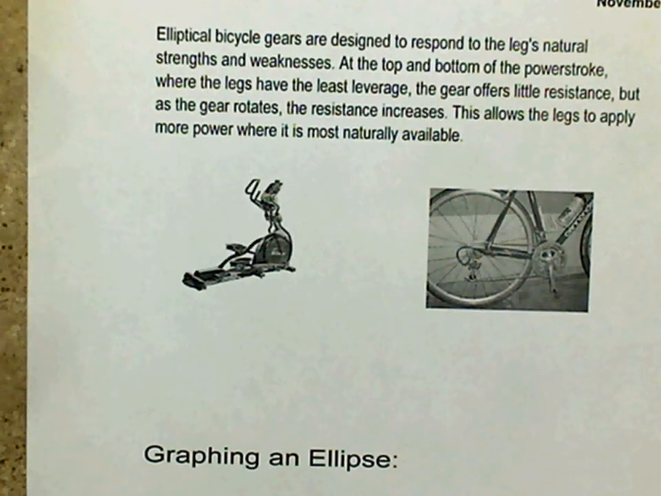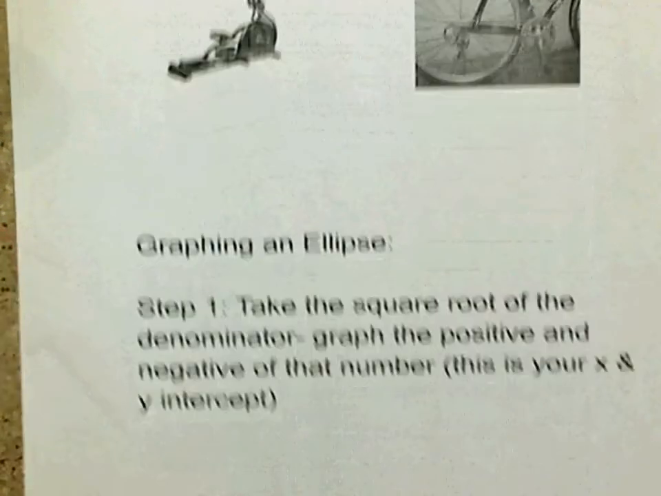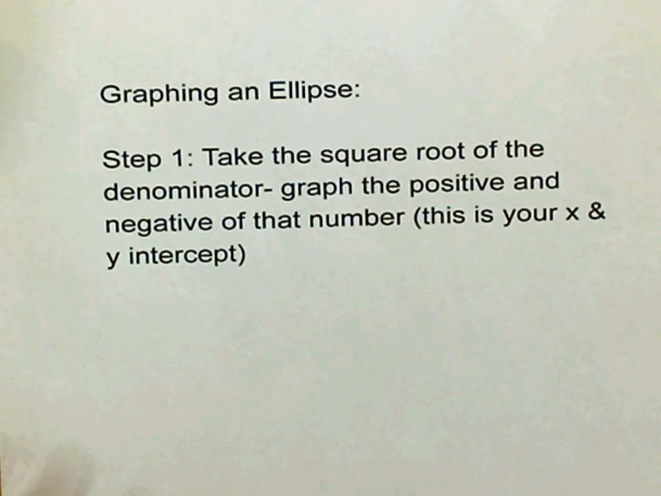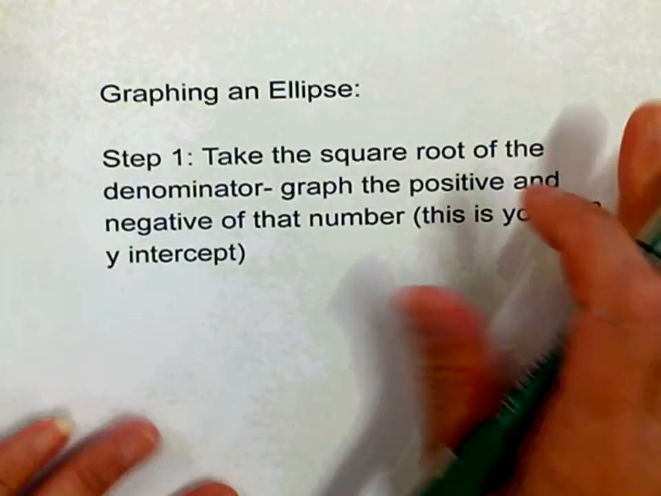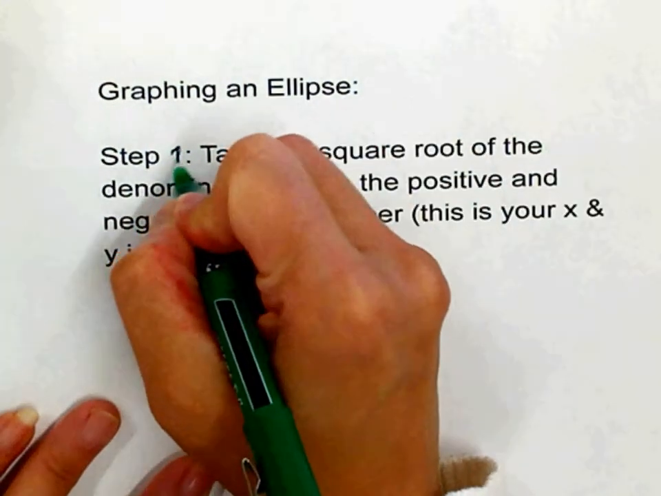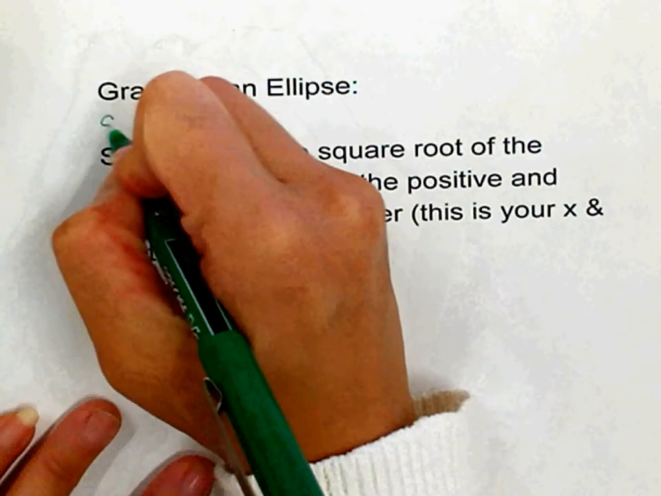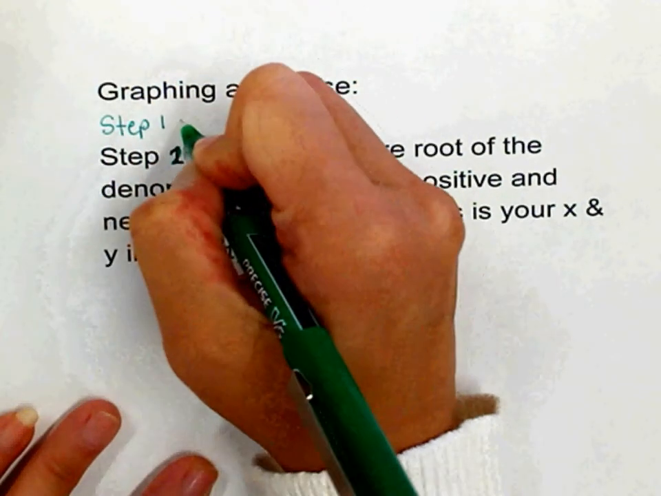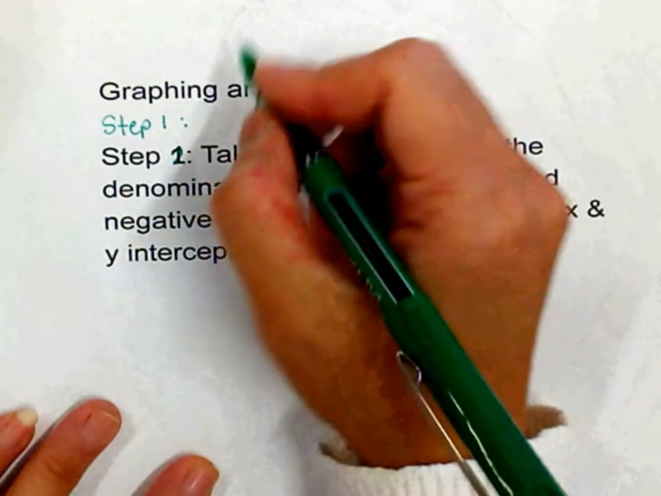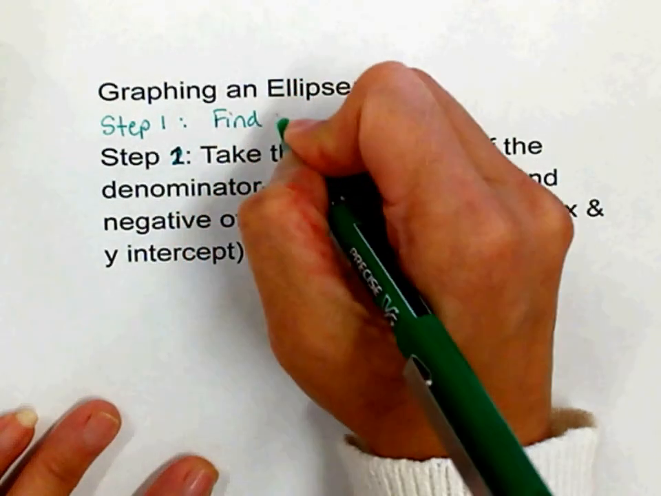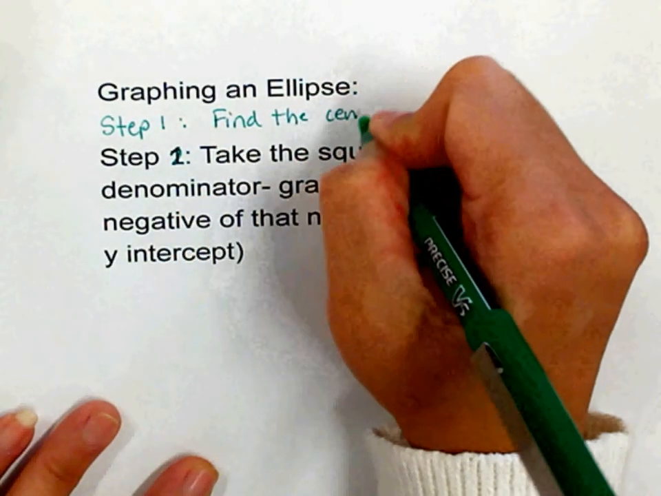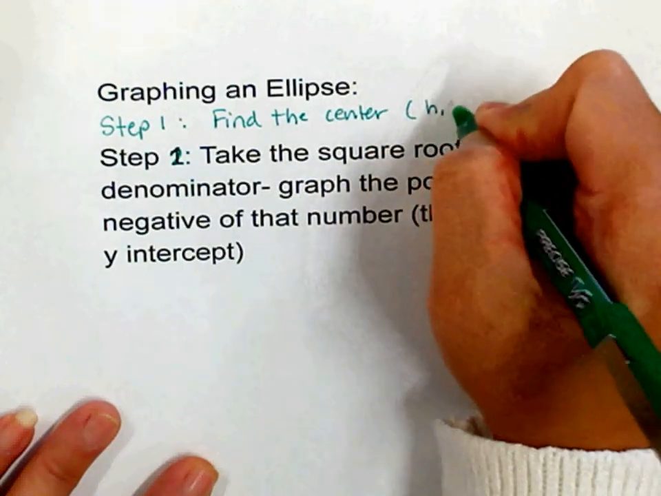Okay. Well, graphing an ellipse. Now I'm going to change a few things here, and I need you guys to help me out, okay? This is actually step 2. So let's go ahead and add step 1. So what is step 1? Step 1 is find the center, okay? And your center is always going to be h and k.